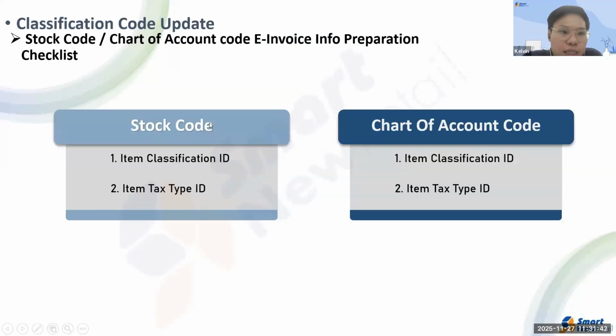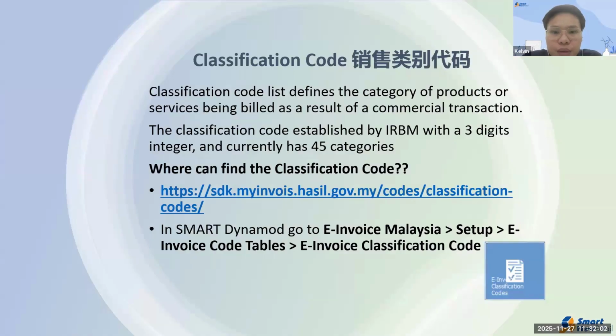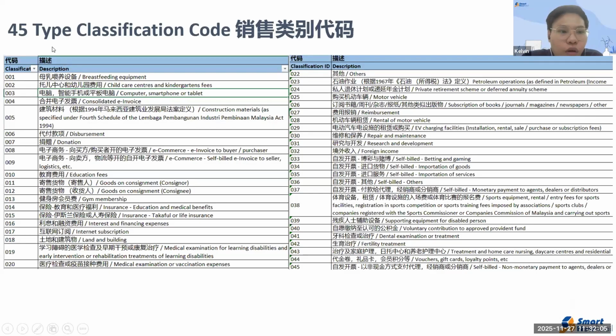Okay, so what are classification codes? We have two types: stock codes and also account codes. These two are also able to set the classification codes, but in our system default, we already help you set all the defaults, so you don't need to worry about this one. For all of the items, they will have their own classification codes. This is the list, but no worry about it. In our system, it is automatically set to 022 others.